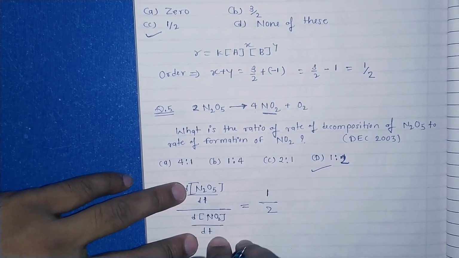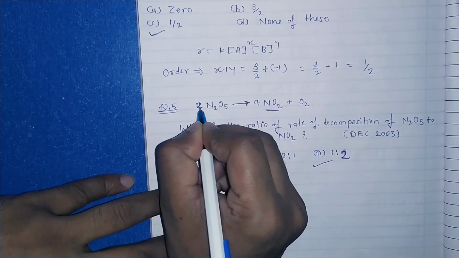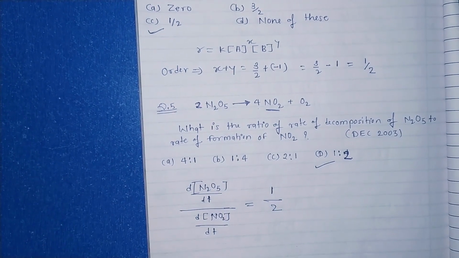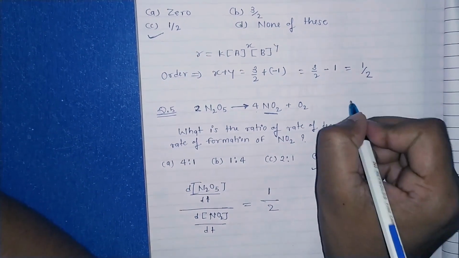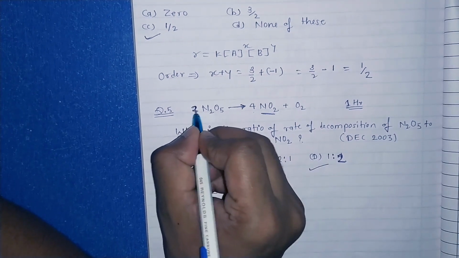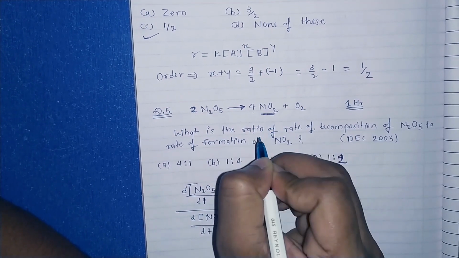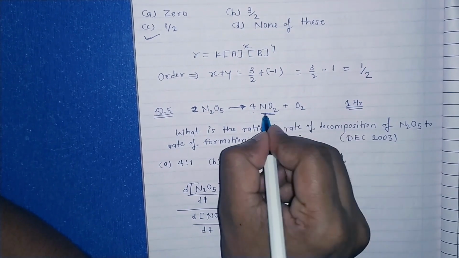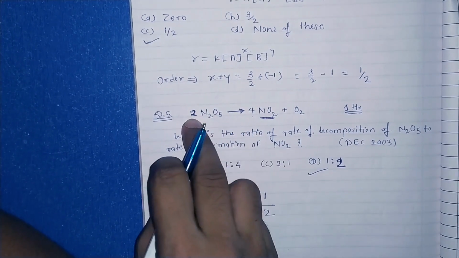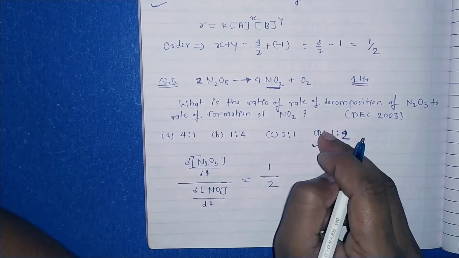Okay students, now see in the reaction it is given that 2 moles of N2O5 react to form 4 moles of NO2. That means, suppose this reaction is happening in 1 hour. So in 1 hour, 2 moles of N2O5 react, and how much is formed? 4 moles of NO2. That means whose speed is faster? NO2's, compared to N2O5. And how much? It is 2 times more. So the ratio will be 1/2, and here is your answer, option number D.